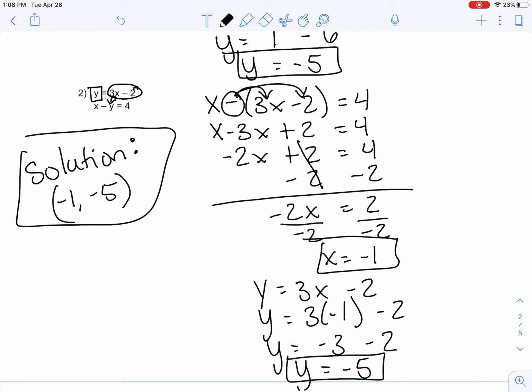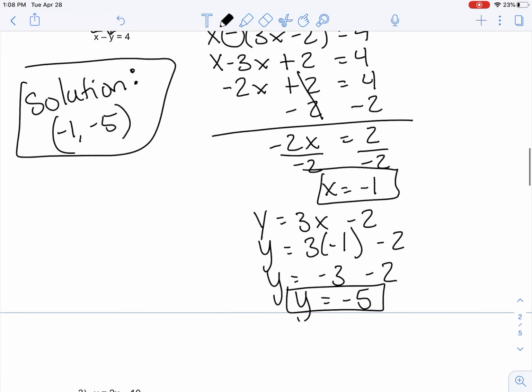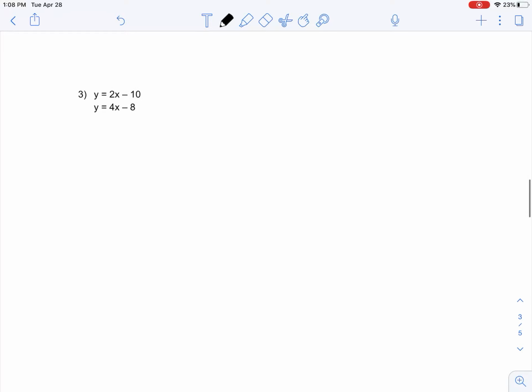I'm going to do 2 more substitution examples. 3 is really similar to number 1. Both of them have y isolated. So again, you're just going to set the back halves equal to each other. So 2x minus 10 equals 4x minus 8. And then you just solve. So subtracting the 2x from both sides.